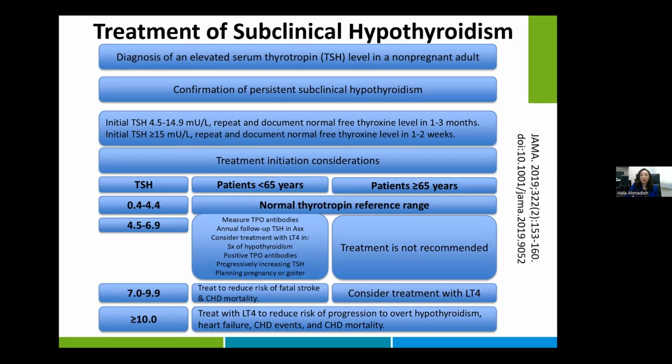For individuals who have a level between 7 and 9.9, we may consider treatment in elderly above 65, depending on the situation. However, it's better to treat the young individuals to decrease the risk of fatal stroke or cardiovascular mortality for those individuals who are less than 65. Treatment is not recommended if the TSH is between 4.5 and 6.9 in individuals above the age of 65. However, for individuals who are less than 65 years, we usually measure the antibodies, and if it is positive, we consider treatment. Again, treatment is recommended in all cases if TSH is above 10. And depending on the age, we may or may not consider treatment depending on the thyroid peroxidase antibody status and the age of the patient.